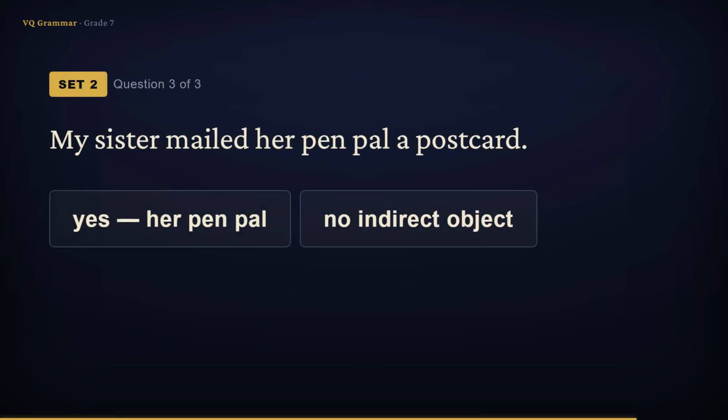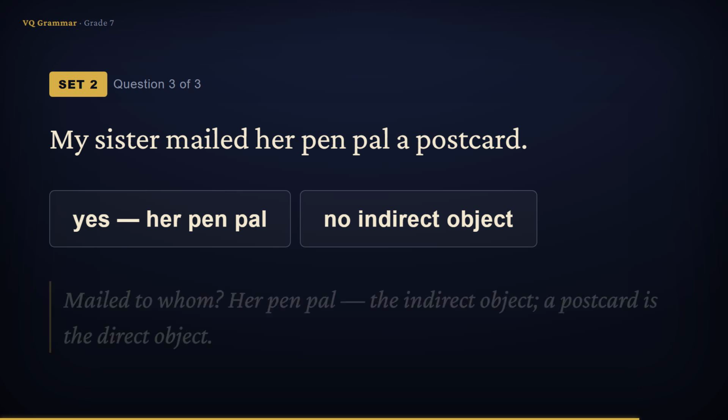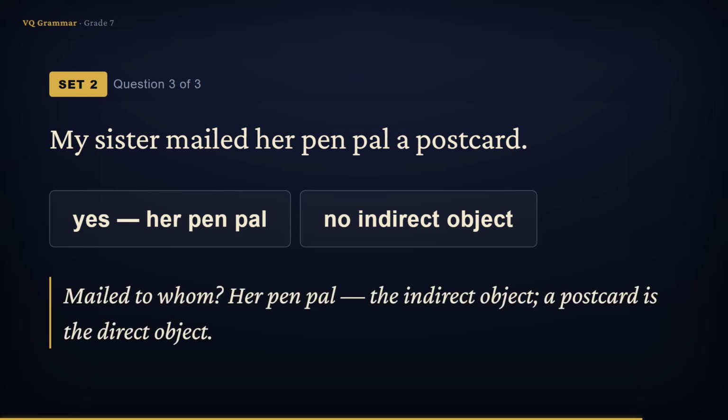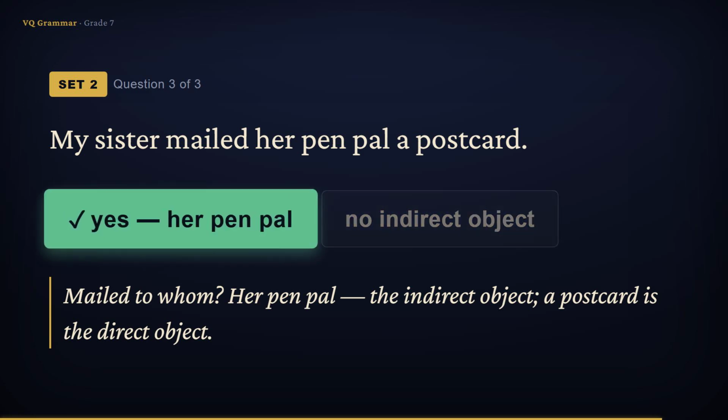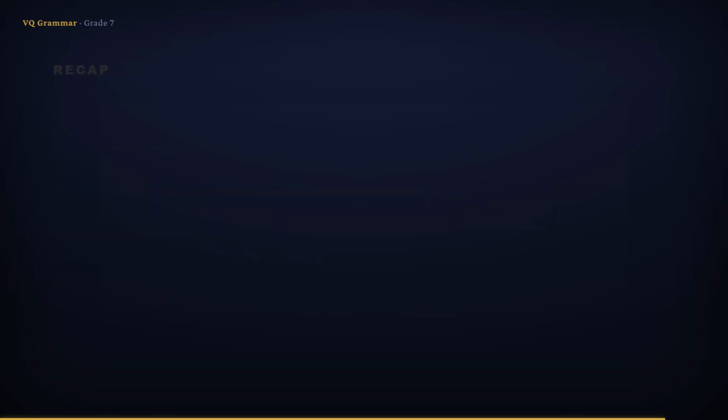My sister mailed her pen pal a postcard. Run the test. Mailed to whom? To her pen pal. A postcard is the direct object, the thing mailed, and her pen pal is the indirect object, tucked between the verb and the direct object. So the answer is yes, her pen pal.